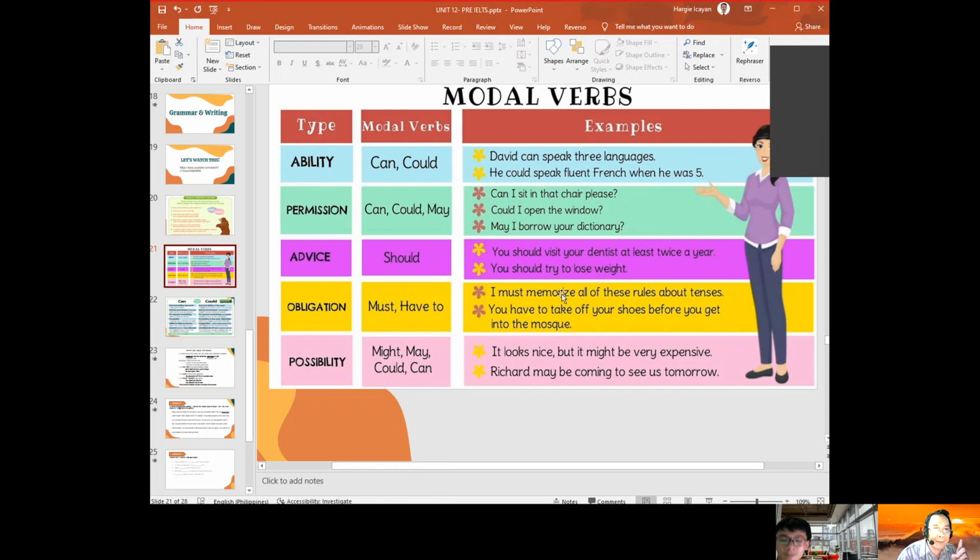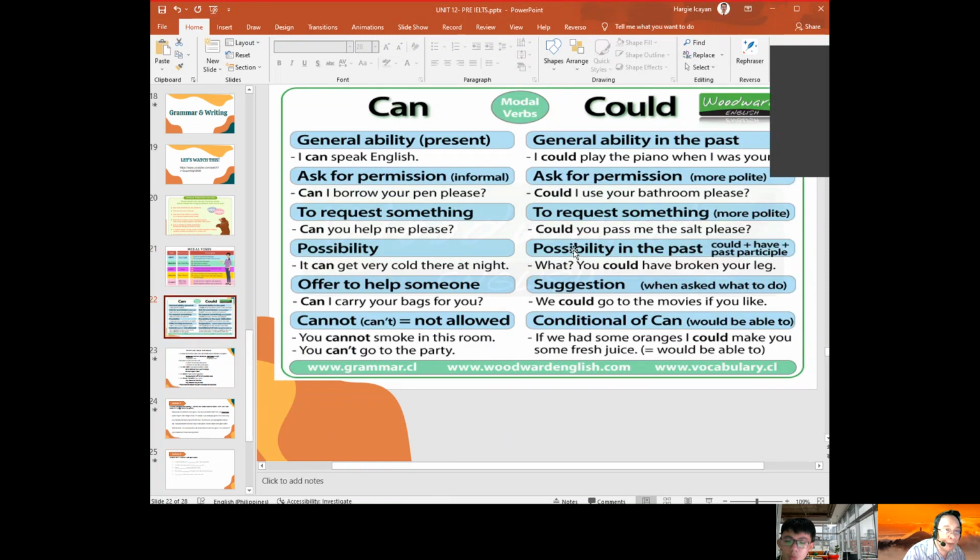And I am not going to explain this one anymore because I explained it to you yesterday. Okay? Now we have to remember can versus could. The most important thing that we have to remember in identifying the differences between can and could is that can is used for possibility, and could is used for suggestion.